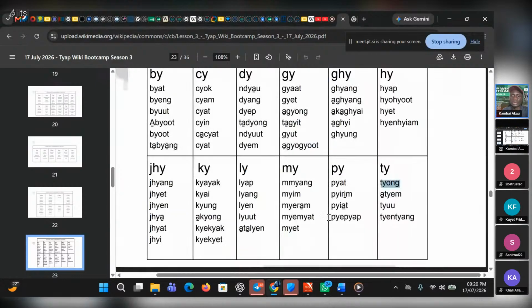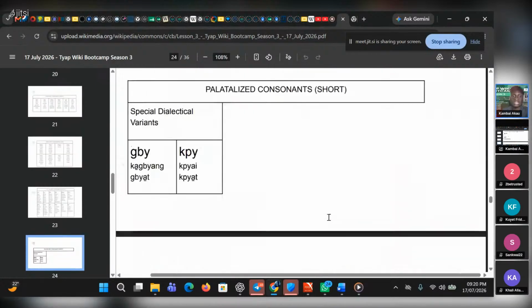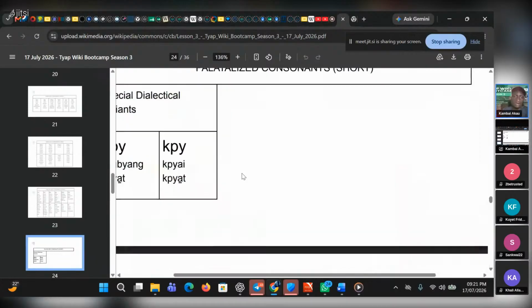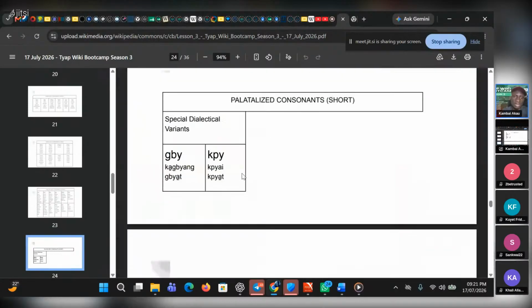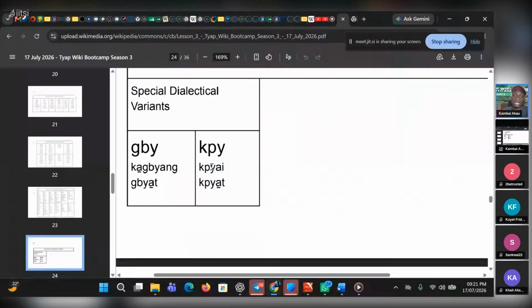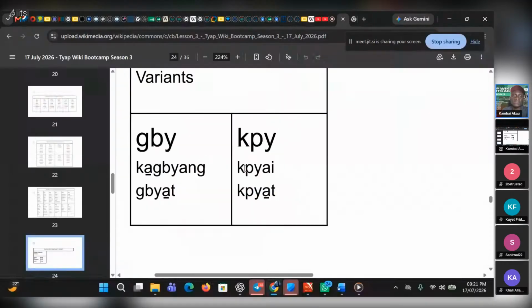Then we have two special palatalized versions which we use only in a few dialects. We have kagbiang, and then we have biat, and then we have the palatalized p sound, under which we have pi, and then we have biat. In other Tyap dialects, they pronounce this one as kagbang without the y, and then they pronounce this one as bat instead of biat. And in some other dialects they pronounce pi instead of pyi, and this one they pronounce it as biat instead of bat.